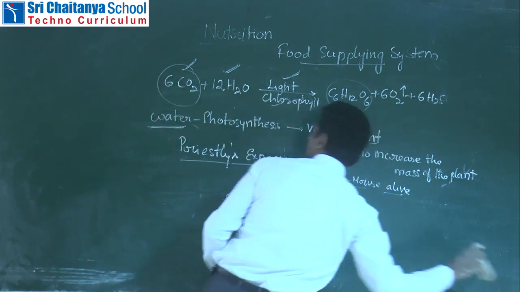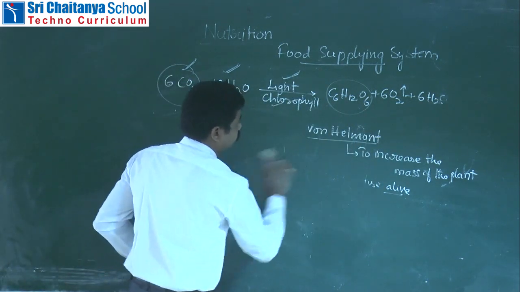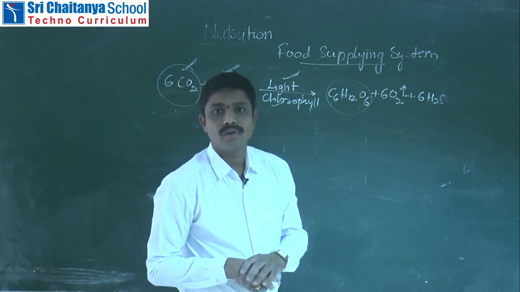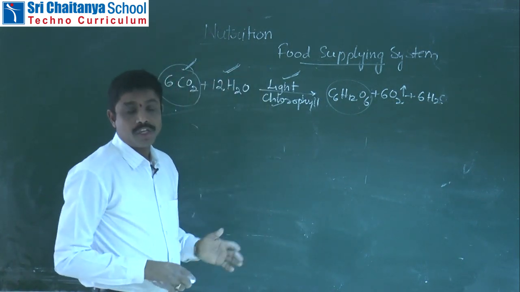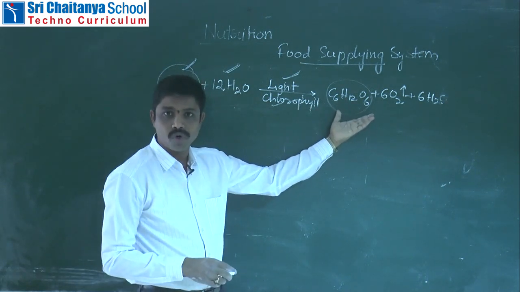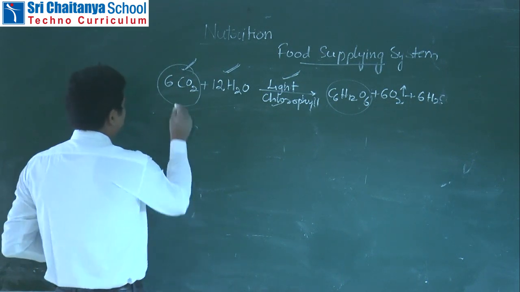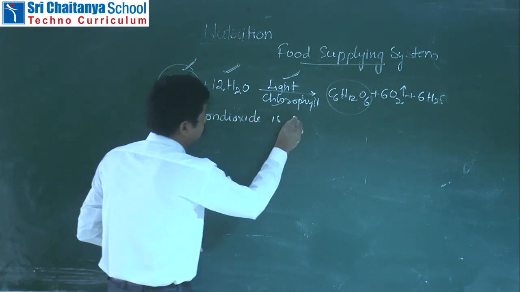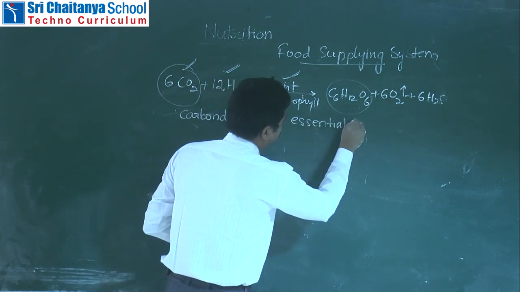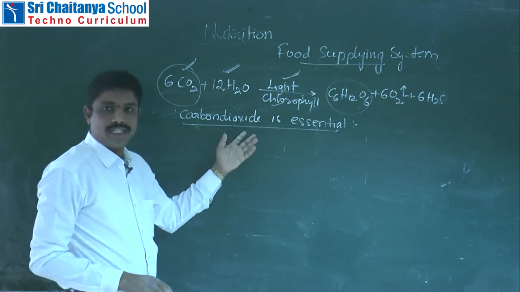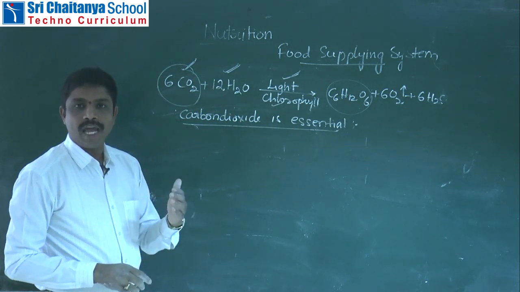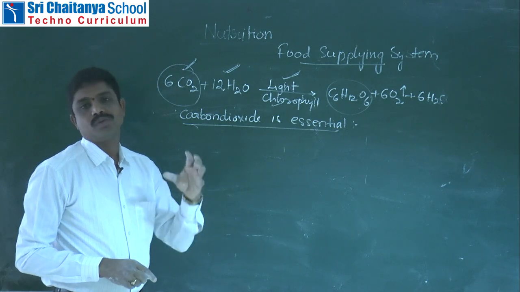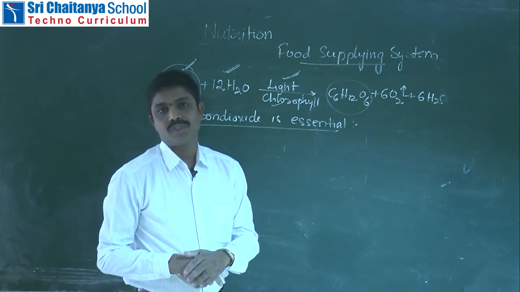The next factor is carbon dioxide. Carbon dioxide is essential for the process of photosynthesis. Each and every factor is important. If any one of the factors is absent, there is no synthesis of glucose. To conduct this experiment, we need a potted plant with long and narrow leaves, KOH, a white mouth bottle, and iodine solution.